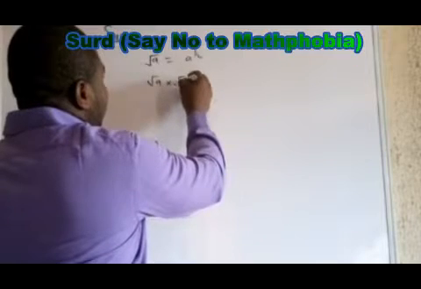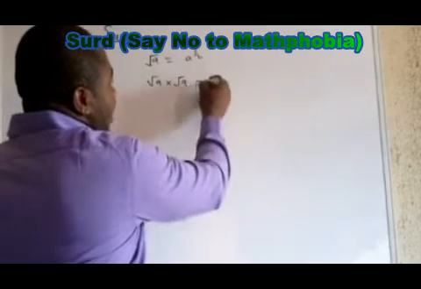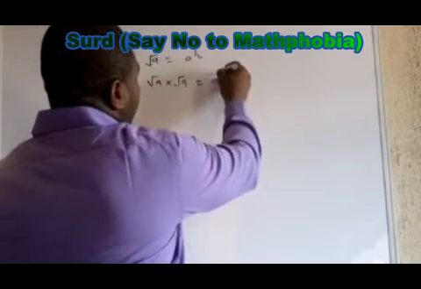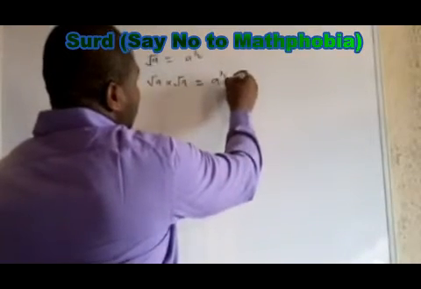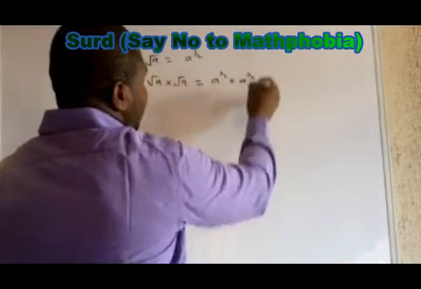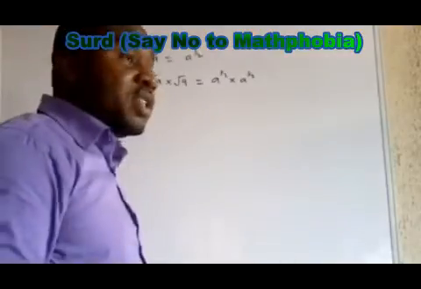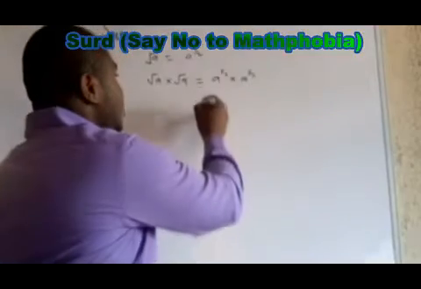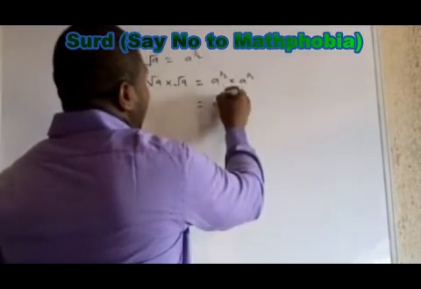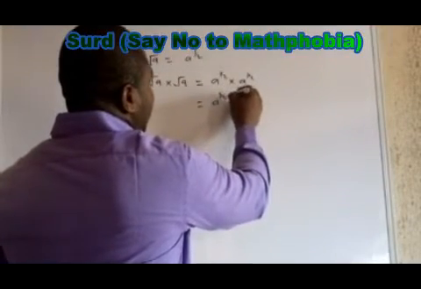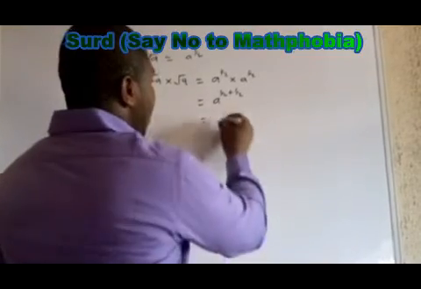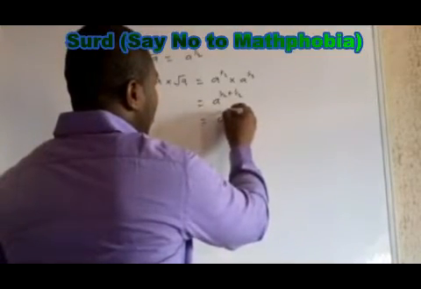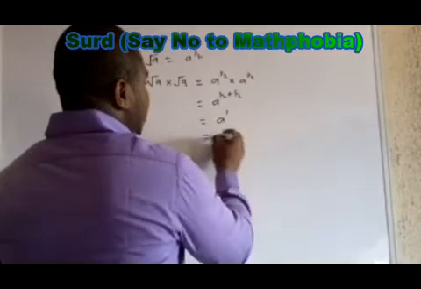you can get a raised to the power 1 over 2 multiplied by a raised to the power 1 over 2. And if you're familiar with indices, you add the powers. We're going to do a lecture on that. And then you have 1 over 2 plus 1 over 2. So you will now have a raised to the power 1, which is just a.